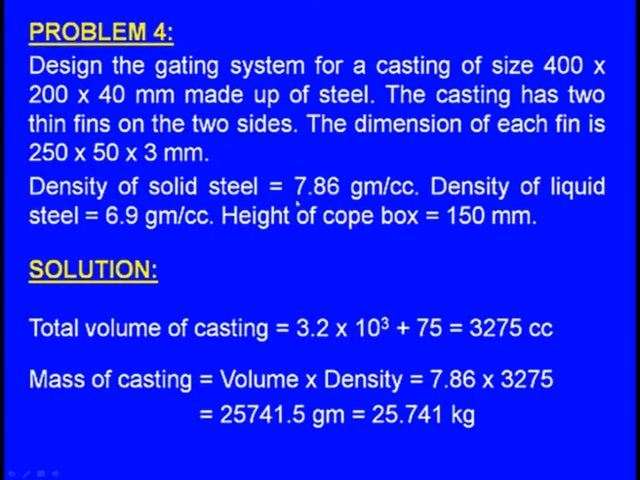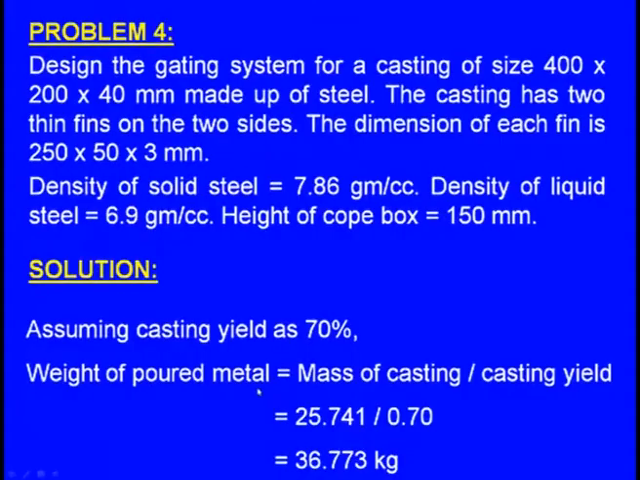Now, mass of the casting is equal to volume into density. The density of solid steel is 7.86, so 7.86 into 3275 is equal to 25.741 kilograms. Now, again we will assume casting yield as 70%. In that case, weight of the poured metal is equal to mass of casting divided by casting yield, that is 25.741 divided by 0.7, which is equal to 36.773 kilograms.